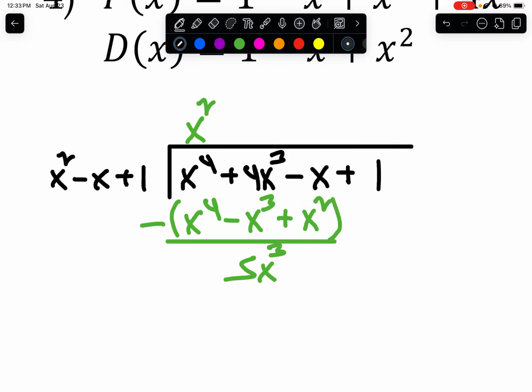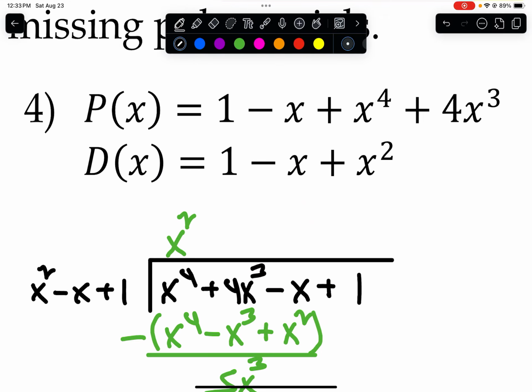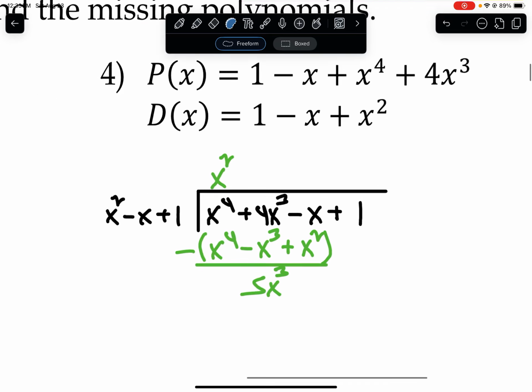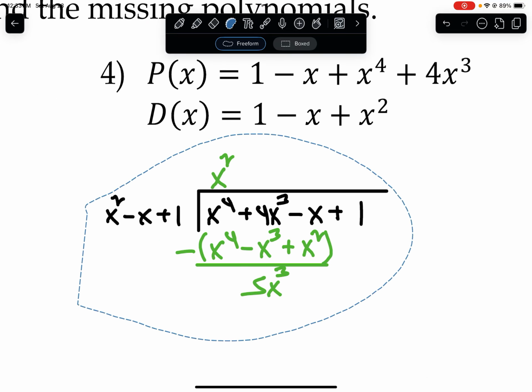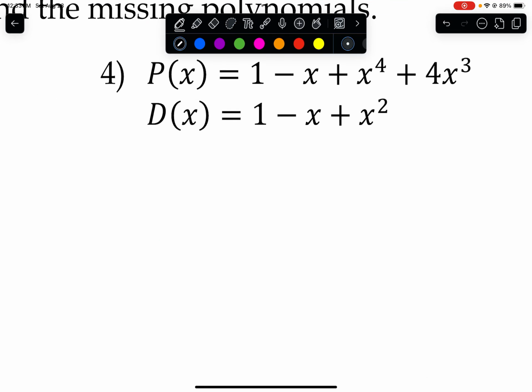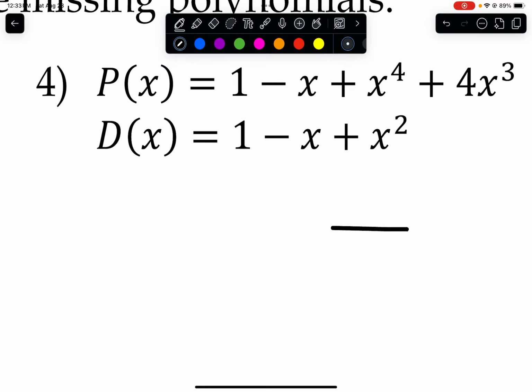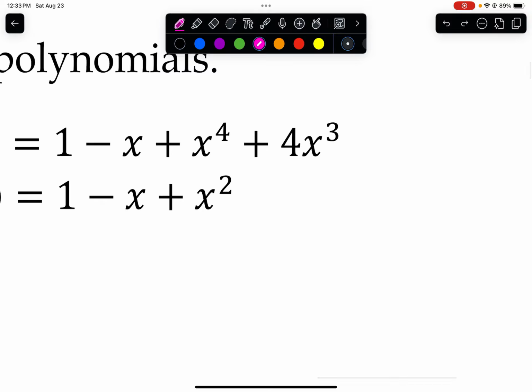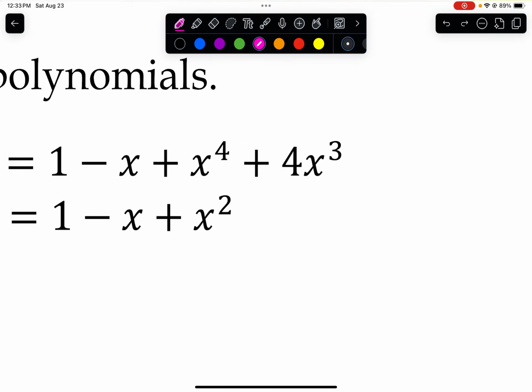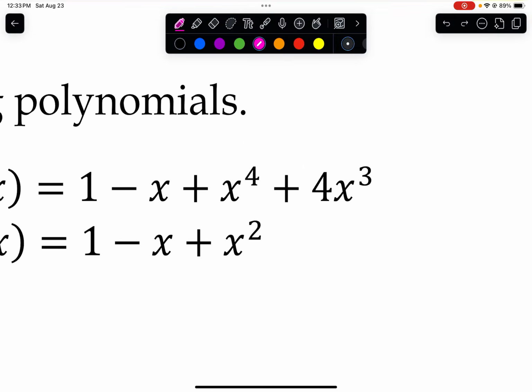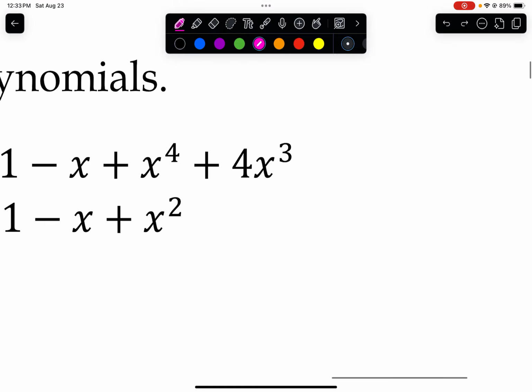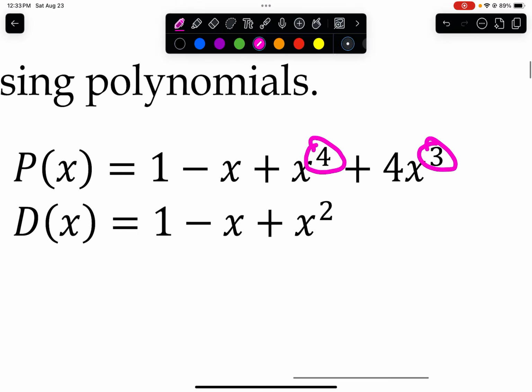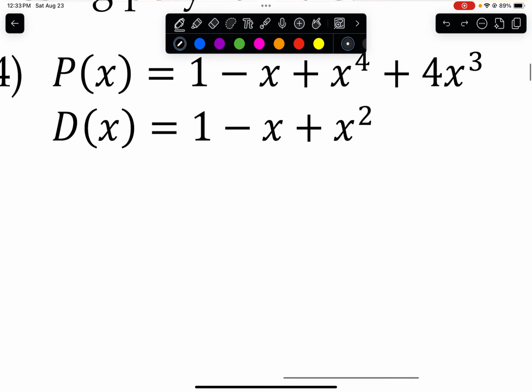Whoops, I forgot my x squared up here. Oh, my bad. I actually messed this up a lot. I'm so sorry, y'all. Okay, so I did not take my own advice. Over here, we go from a 4th power to a 3rd power, but I don't see a 2nd power anywhere. So when I do my dividend, I'm so sorry, y'all.